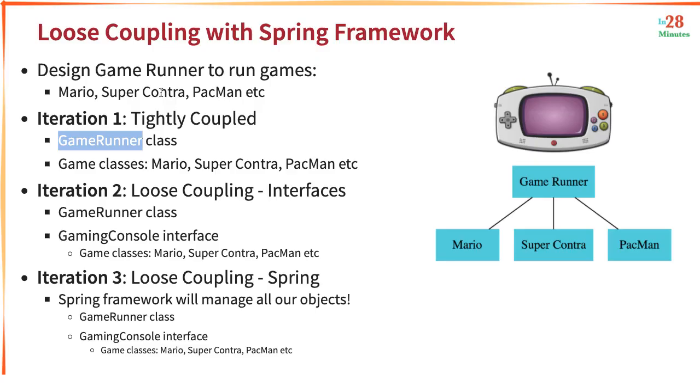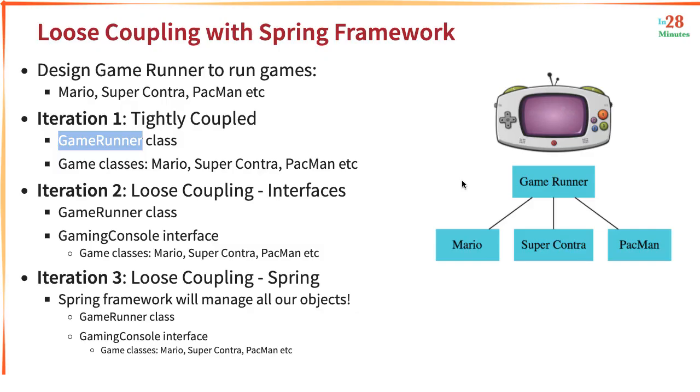In this step, we completed iteration 1, where we built a tightly coupled game runner class, which is tightly coupled to Mario and Super Contra classes. Let's go to iteration 2 and make this loosely coupled in the next step. I'll see you in the next step.